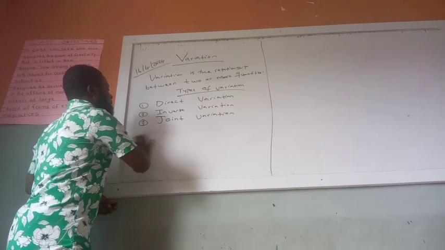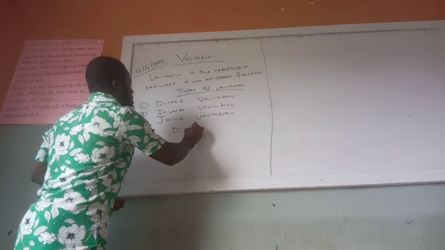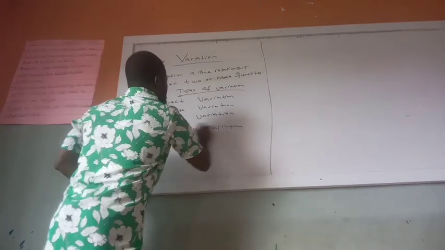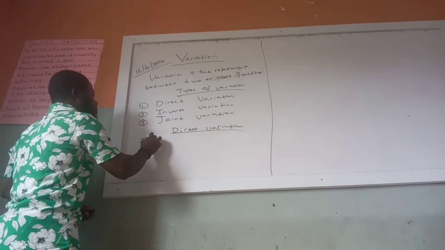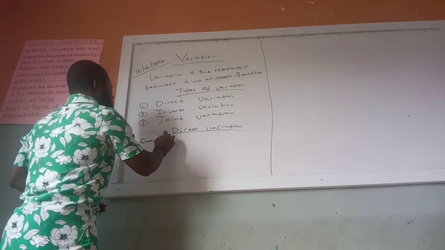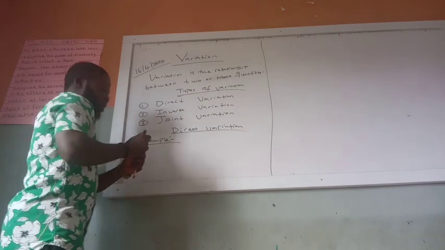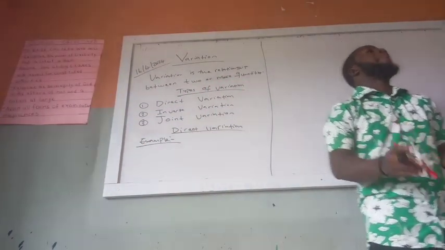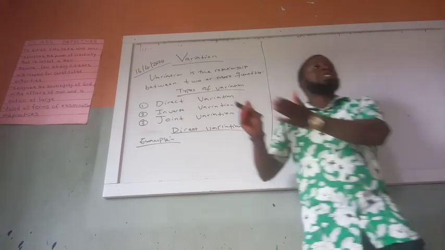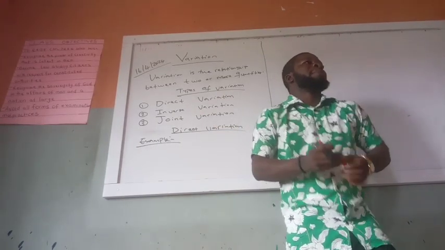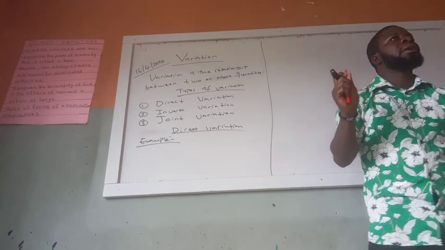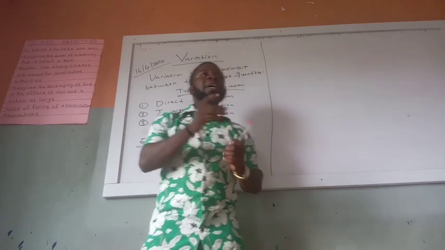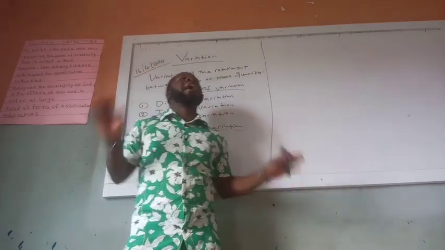So let's start with direct variation, and let's see an example. Now, one thing that you must know about direct is that whatever happens to A must happen to B. That's the meaning of direct. Are you getting what I'm saying? Like now, if A is increasing, B is also increasing. That's the meaning of direct.